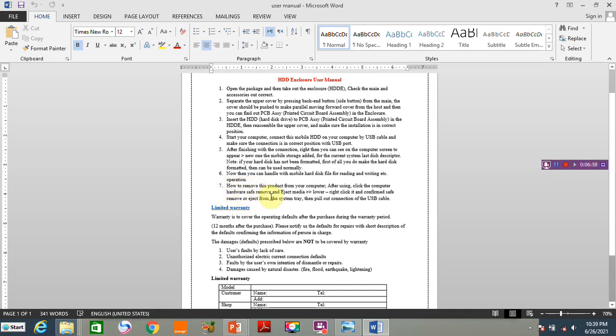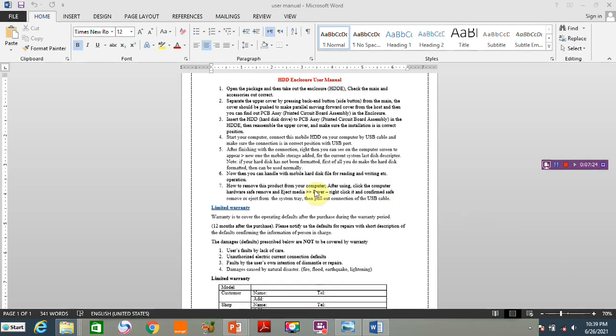They are telling you that you're not just supposed to unplug this external enclosure. You have to follow the right procedure of removing it safely. That means that you'll come to your notification button here, then look for where your hard disk is, then you right click it and say remove or safely remove it.